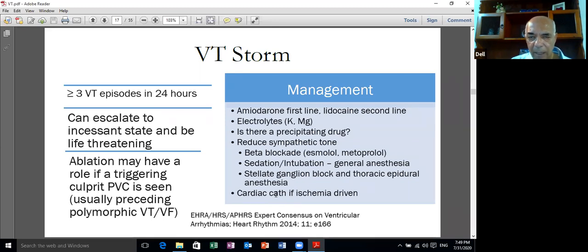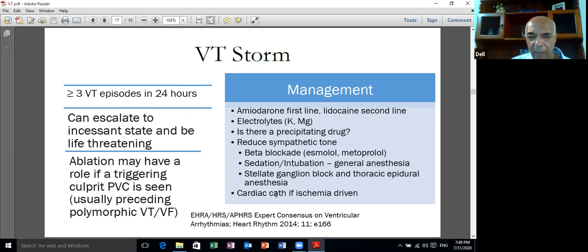You correct the electrolytes, you remove any precipitating drugs, and you reduce the sympathetic tone. Our 3 methods to reduce the sympathetic tone are beta blocker infusion, sedation and intubation with general anesthesia, and then in the field of neurocardiology, stellate ganglion blockade or thoracic epidural anesthesia, which is done by the anesthesiologist.